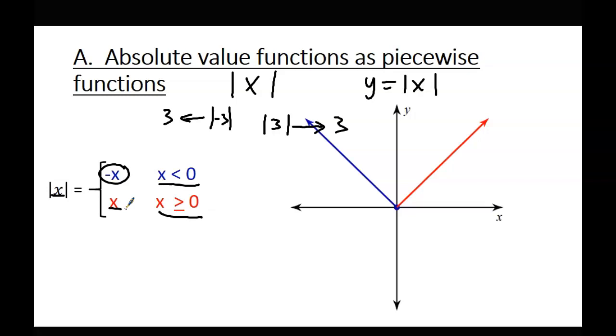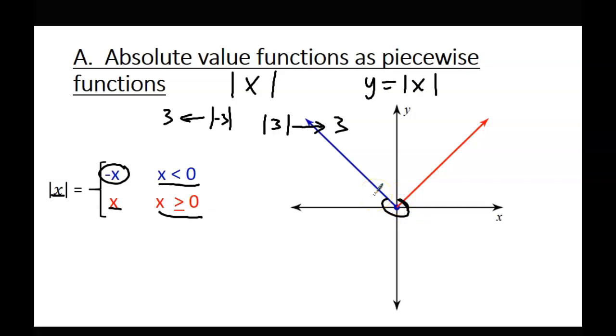Anything to the left of 0, you change the sign. Anything to the right of 0, you keep it the same, and you just don't need the bars anymore. This is literally the same exact equation as this. It's just written as a piecewise function. So now in calculus, we can deal with those pieces separately and not have to worry about this crazy sharp turn.